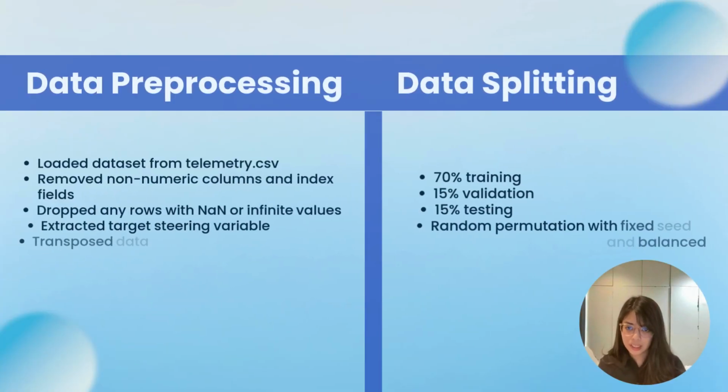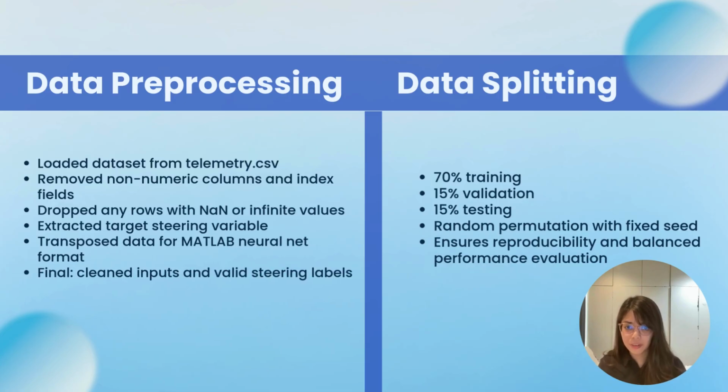To prepare the data, we started by loading the telemetry file and removing non-numeric columns and invalid entries. Then we extracted the steering values and rearranged the data into the MATLAB neural network format. As for splitting, we used 70% for training, 15% for validation, and 15% for testing. We also applied a fixed random seed to keep the results reproducible.